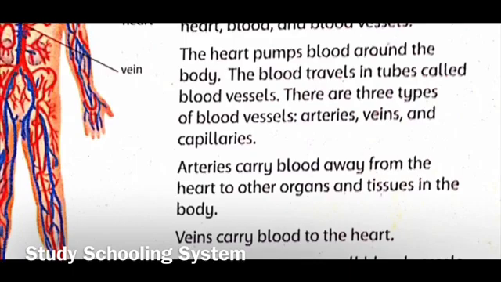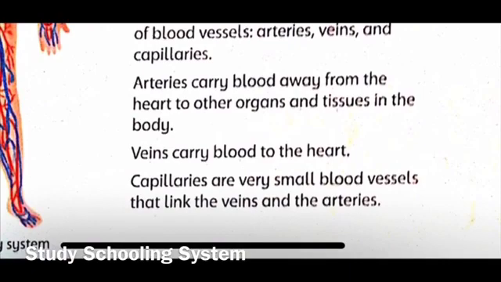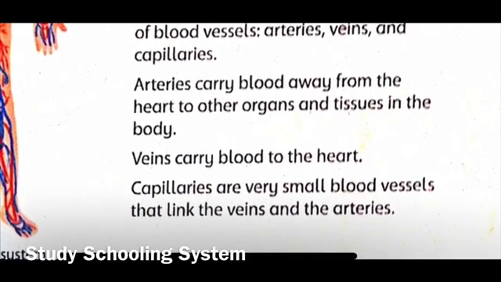And I'm pretty sure you're all pretty confused. You don't know what arteries are, what are veins, what are capillaries. And this next part will make it clear for us. So arteries carry blood away from the heart to other organs and tissues in the body. This means that the blood that's going to the organs and tissues in the body must be oxygen rich, right? And veins carry blood to the heart. So definitely the blood that's going back to the heart is going back so it can get oxygen again, right?